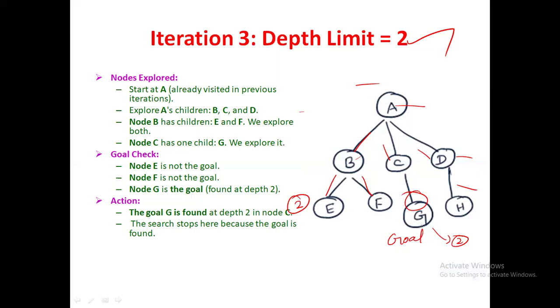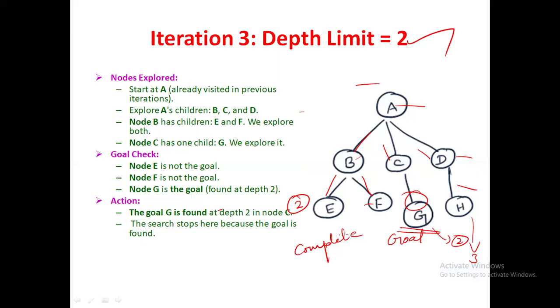Since the goal has been located, there is no need to increase the depth limit. Even if you have 3 depth levels, suppose the goal is over here, we have to stop here. There's no need to increase the depth limit further, and in this case the search is complete.